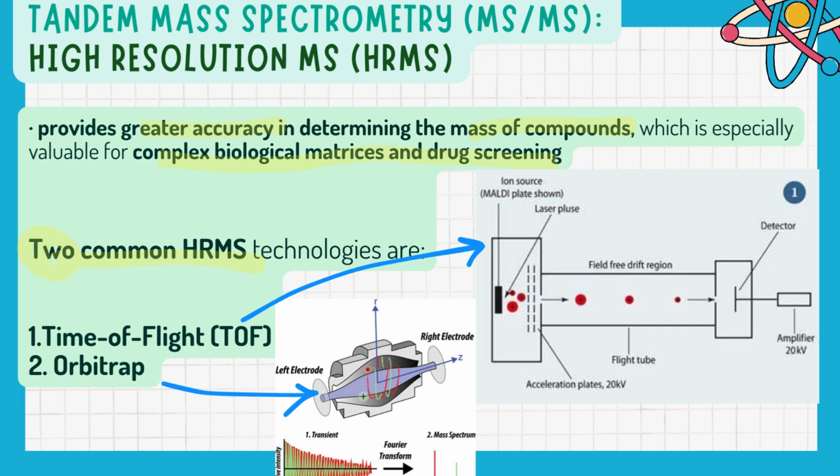So high resolution MS, we have two types, time of flight and orbitrap. High resolution mass spec gives greater accuracy in determining the mass of compounds, especially for complex biological matrices and drug screening. So if we wanted to do analysis and our samples are for drug screening or really complex in nature, then we can utilize time of flight and orbitrap.